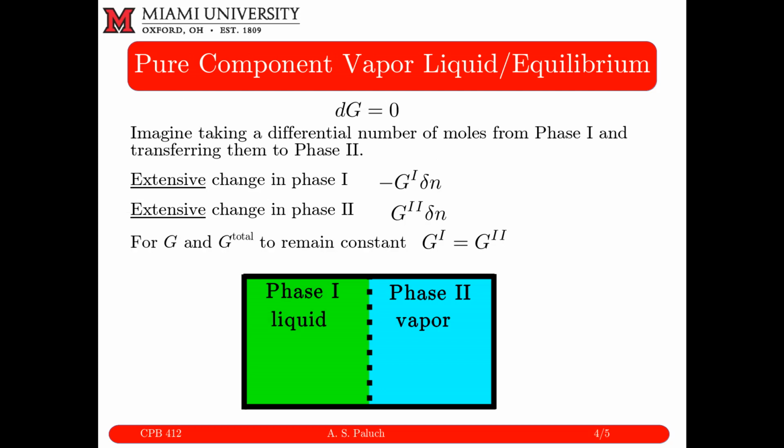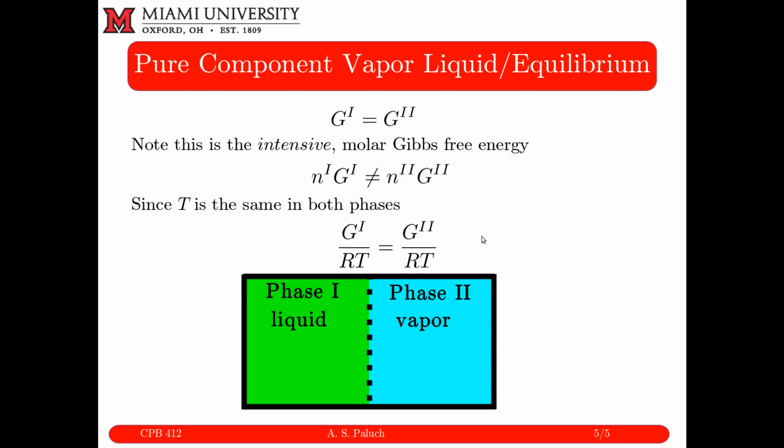So if I go back here and look at this thought experiment of transferring some differential number of moles between phases in my system, in order for the molar Gibbs free energy to be constant throughout the system, it must be that the molar Gibbs free energy in phase 1 is equivalent to the molar Gibbs free energy in phase 2. With that, we arrive at our criteria of chemical equilibrium: for a pure component system, the molar Gibbs free energy of the two phases have to be equal to each other. G1 is equal to G2.